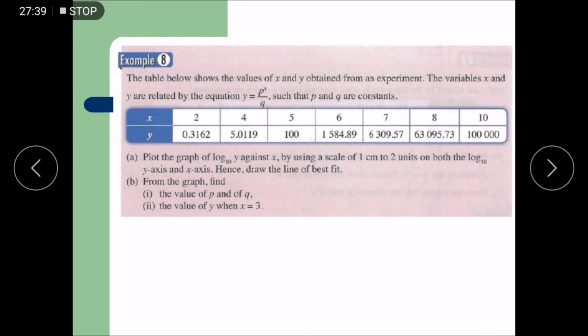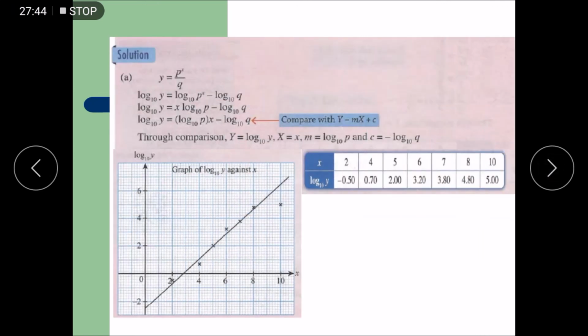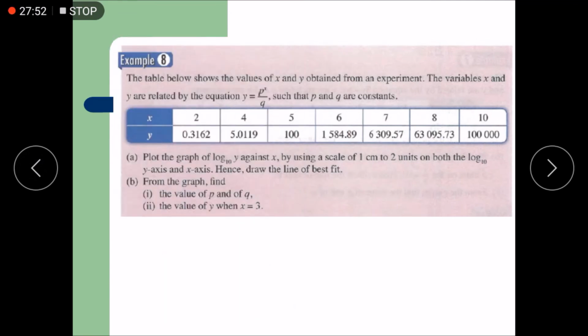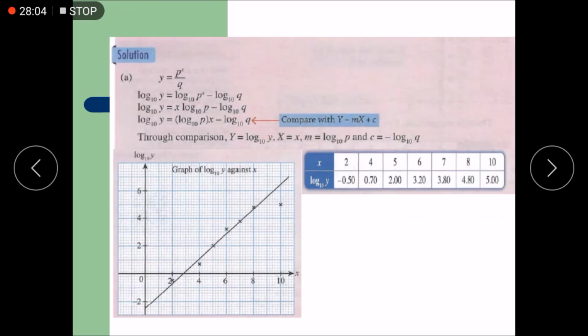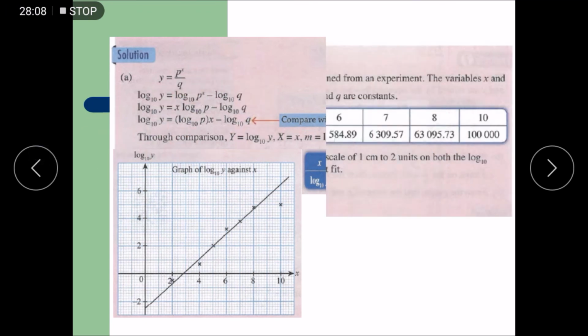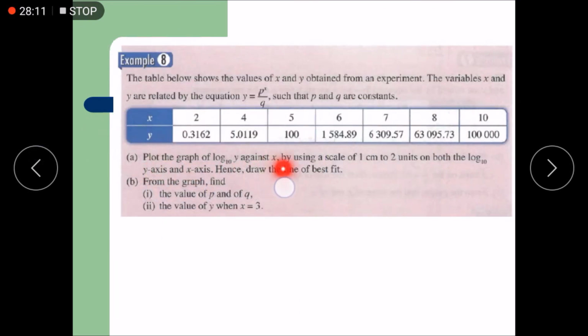Okay, the next example I just want you to see how we make it into linear. They give you the equation. Just now the example didn't give you the equation, but this one they give you the equation and then they want you to find the value. So you have to be careful. Same concept. After you make it linear, they want you to draw the graph of the linear. Plot the graph of log y against x. Okay, that means this is the linear one.